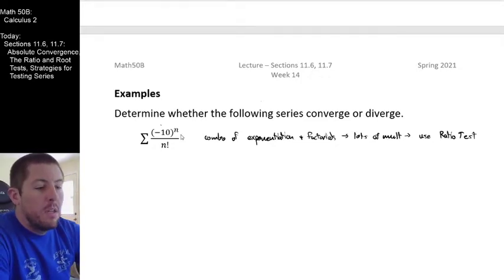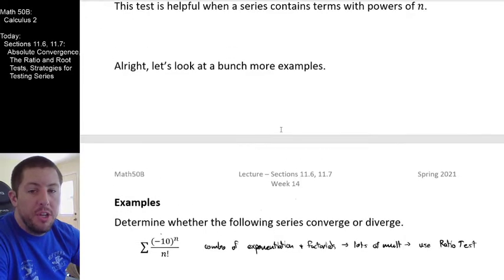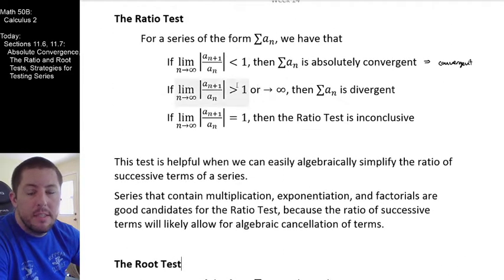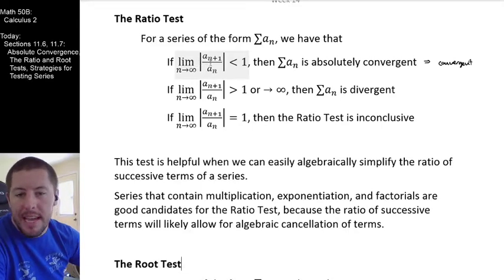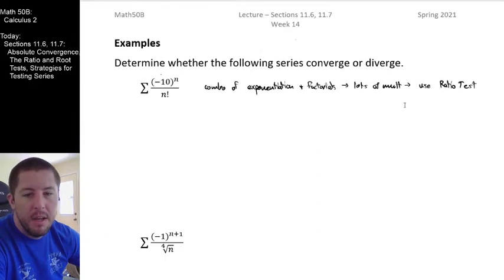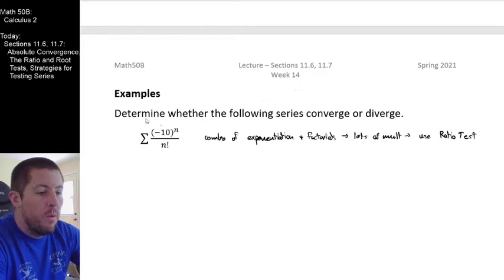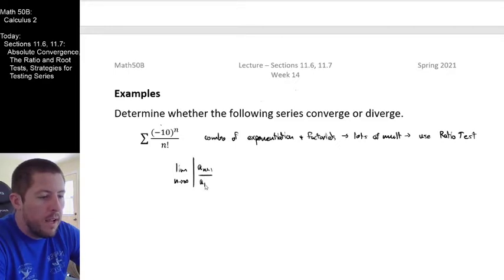All right, so let's scroll back up and remember the ratio test. The ratio test says if you take the limit as n goes to infinity of the absolute value of consecutive terms of the series, if it is less than 1, then we are absolutely convergent and therefore convergent. If it is greater than 1, we're divergent. If it's equal to 1, we're inconclusive. So let's go ahead and set that up. In our case, we want to consider the limit as n goes to infinity of the absolute value of a sub n plus 1 over a sub n.